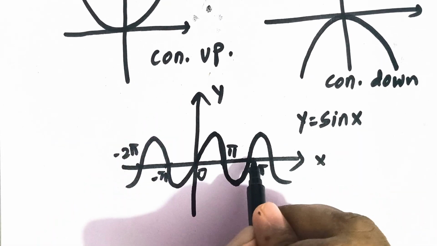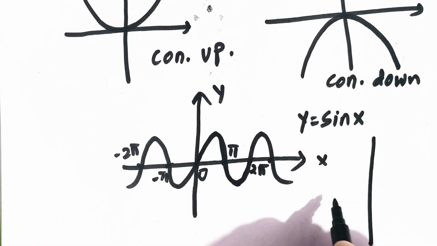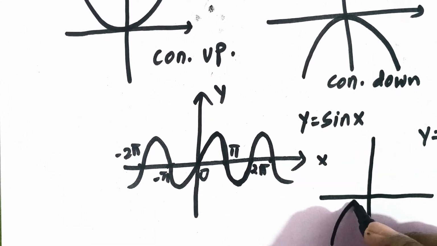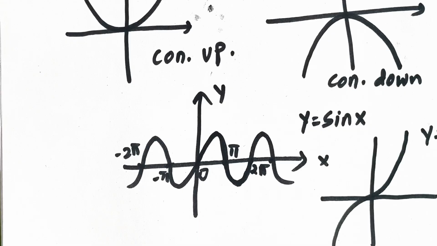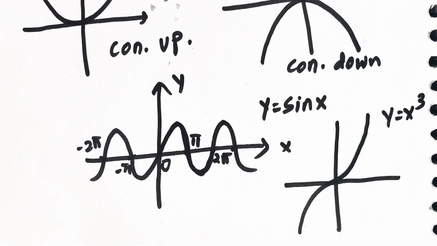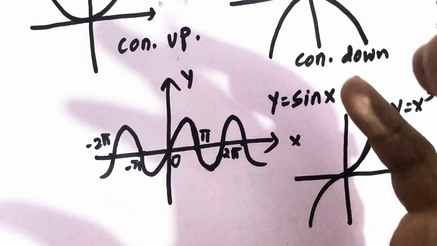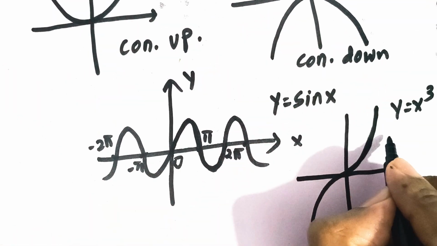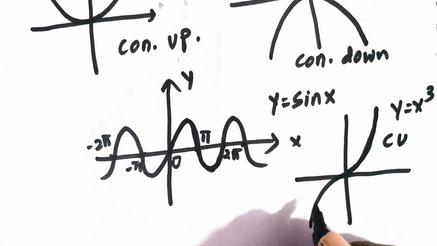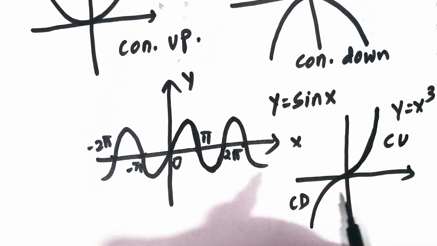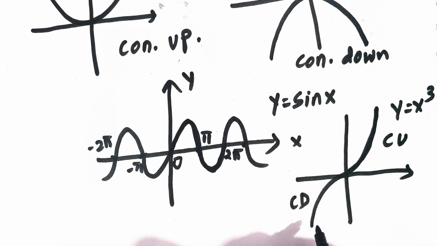From pi to 2 pi, it is concave up. It bends upward. Also, you have y equals x cube, in this way. This is the graph of y equals x cube, where here it is concave up, bowl is upward, bending is upward, so it is concave up, and here it is concave down. When x is between 0 to infinity, it is concave up, and from minus infinity to 0, it is concave down.